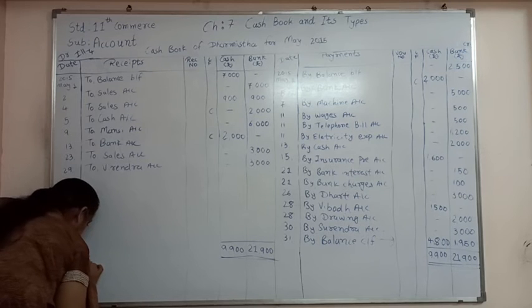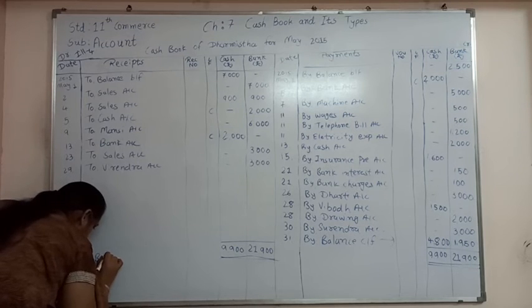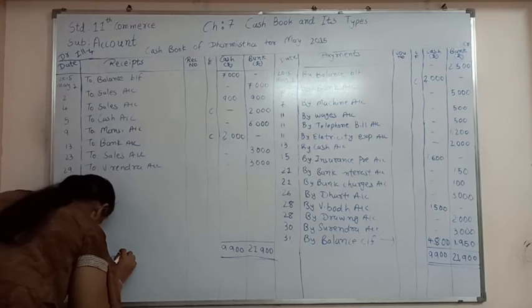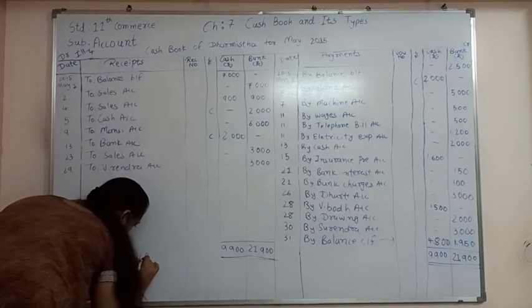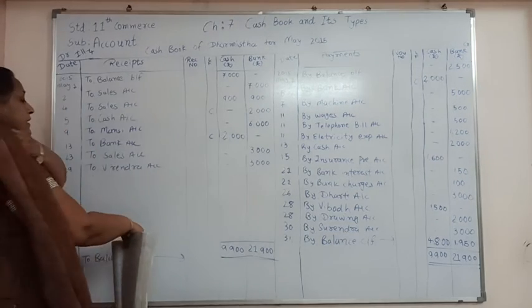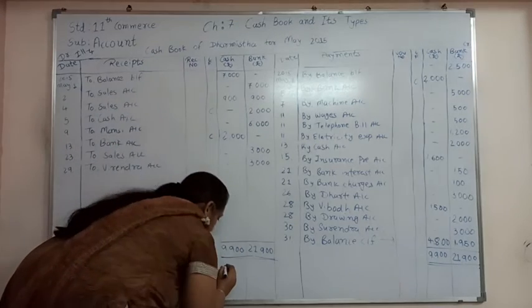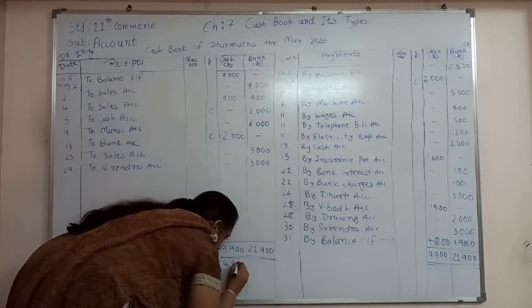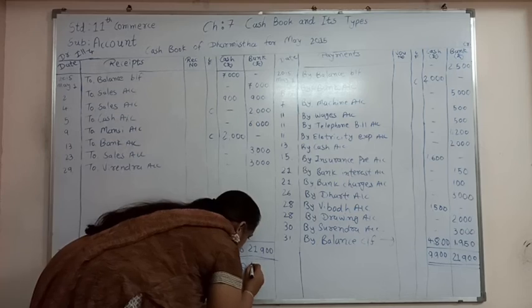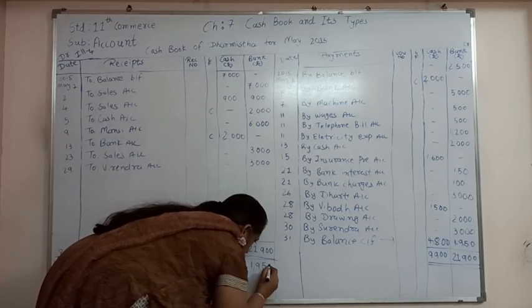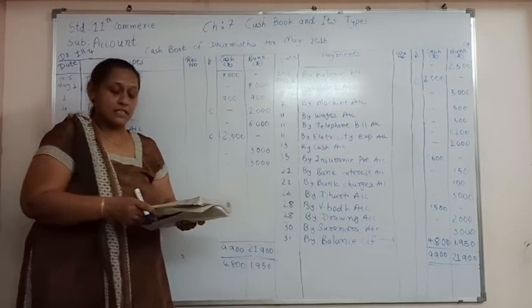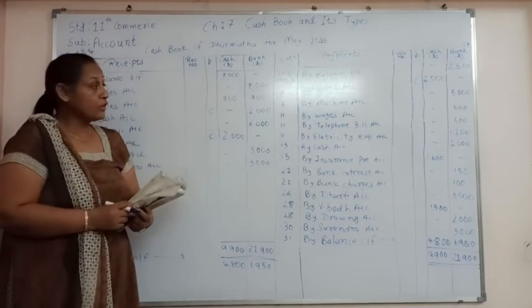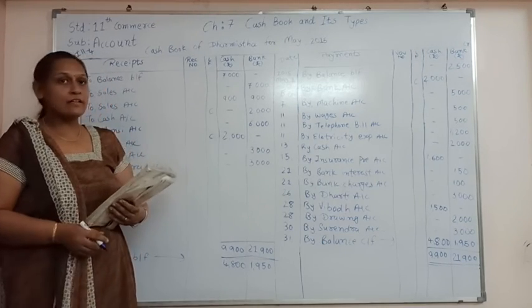Balance brought forward, and that balance will be the same balance, that is 4,800 and 1950. So this is how we are supposed to find out the balance, and we have to make the entry of the bank account.